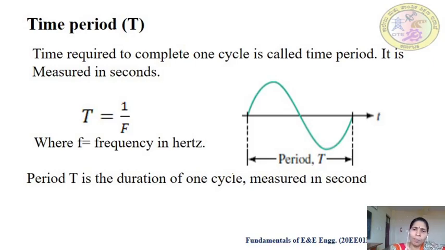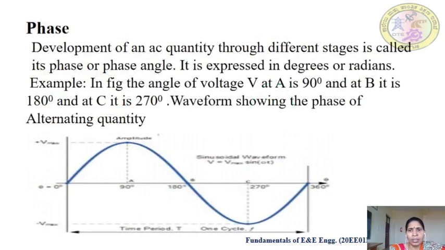So these are all the important definitions that come in AC fundamentals. Next is phase. Development of an AC quantity through different stages is called its phase or phase angle. So what we call the angles: 0 degree, 90 degree, 180 degree, 270 degree, 360 degree. That is one complete cycle.